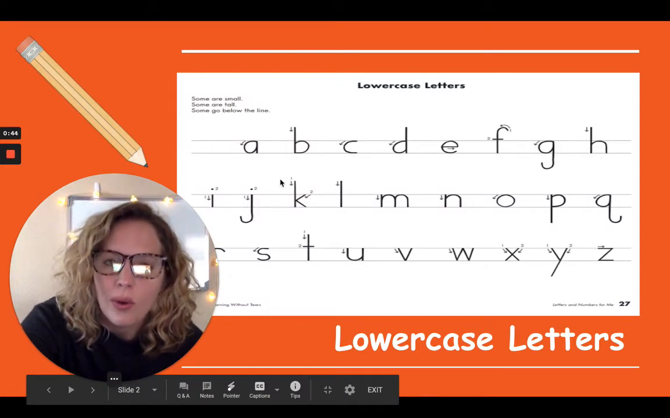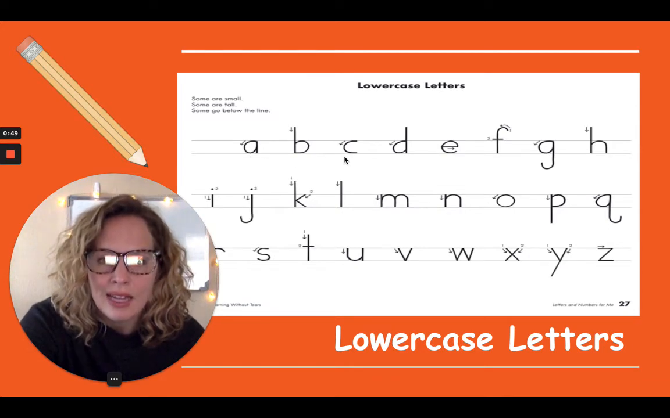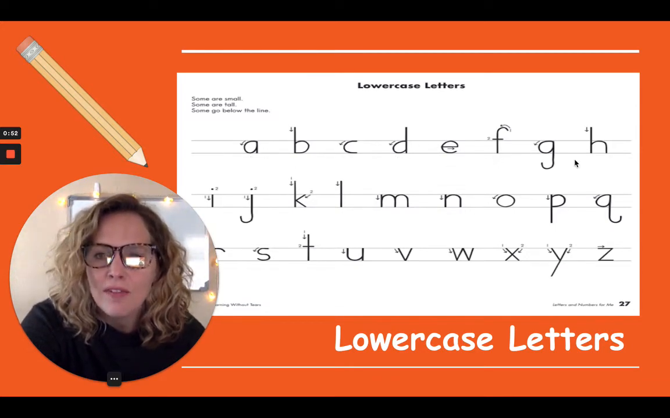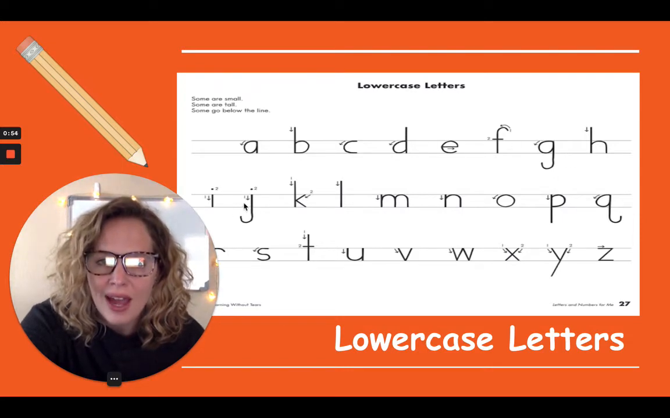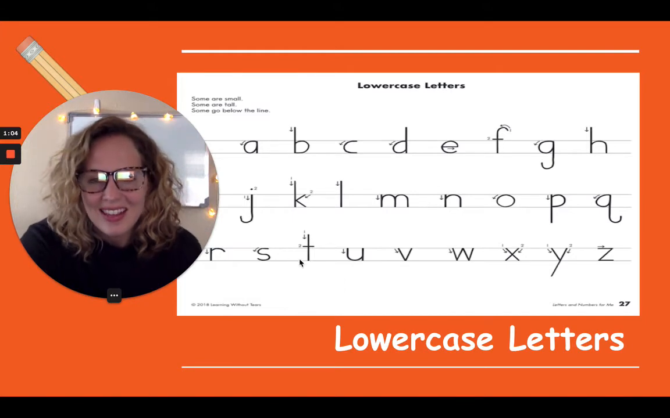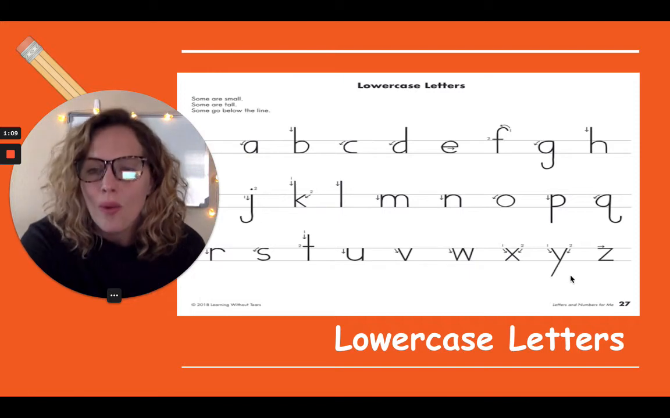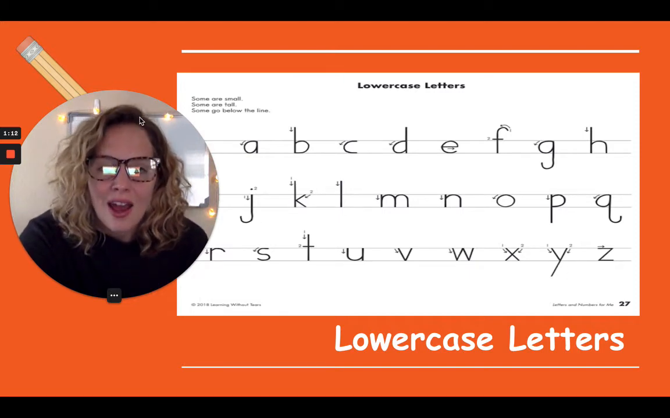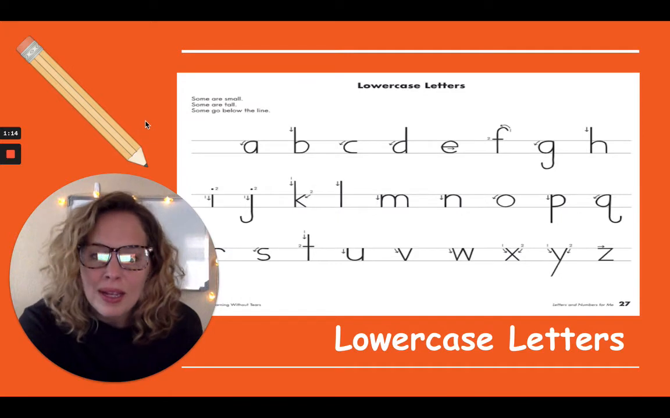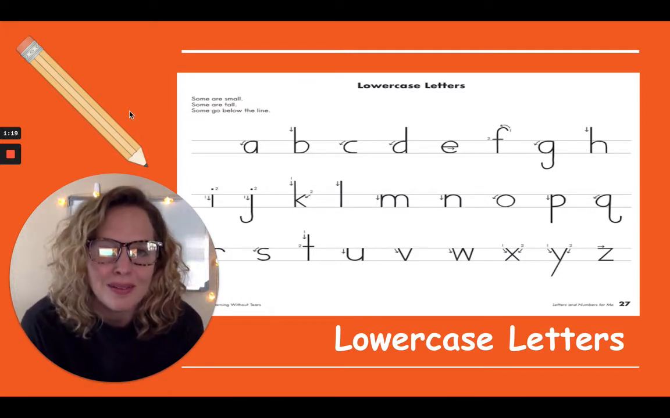So here's our lowercase. Let's say them together. Ready? A, B, C, D, E, F, G, H, I, J, K, L, M, N, O, P, Q, R, S, T, U, V, W, X, Y, and Z. Now I know my ABCs. Next time, won't you write with me?